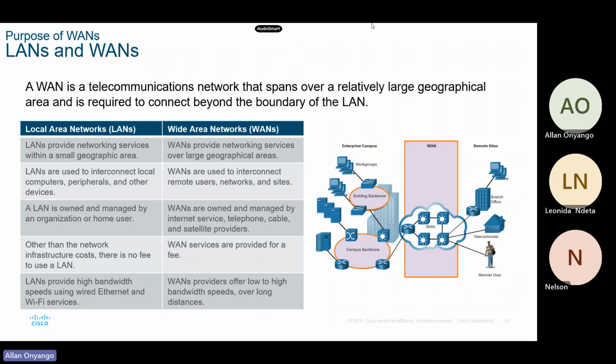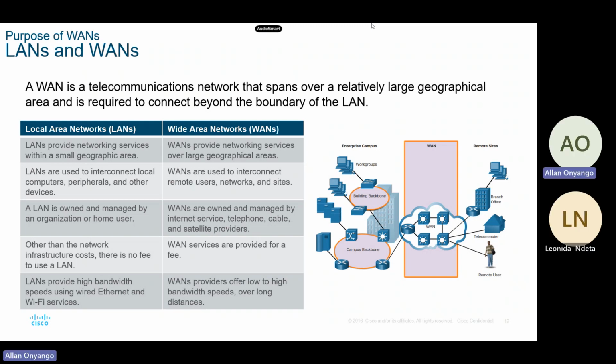Then LANs normally provide very high bandwidth speeds because they use either wired Ethernet connectivity or wireless services, all right? Now, wide area networks, on the other hand, provide from low to high bandwidth speeds, but over very long distances since they connect LANs in different geographical locations, okay?